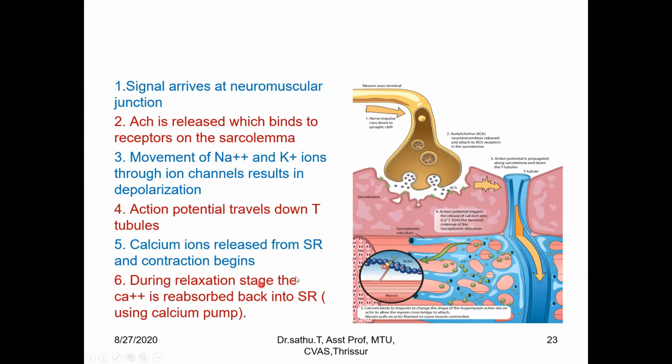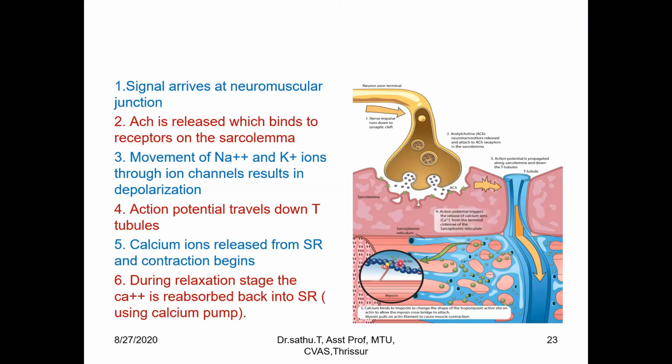During the relaxation state, the calcium is reabsorbed into the sarcoplasmic reticulum. So for this reabsorption, again we require the ATP. So this ATP is hydrolyzed by the ATPase that is present in the sarcoplasmic reticulum, that is called calcium ATPase. So the calcium ATPase will hydrolyze the ATP into the ADP plus the inorganic phosphates, and that energy is used to pump the calcium from the sarcoplasm to the sarcoplasmic reticulum against the concentration gradient.